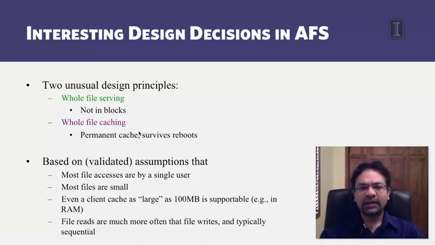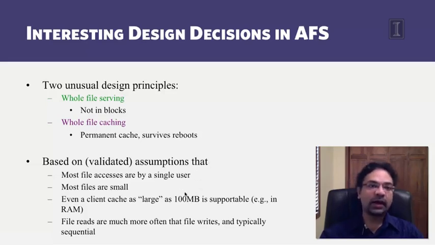Why is whole file serving a good alternative? Well, you might think that files that are very large, like gigabytes or terabytes, would involve a lot of overhead. But in fact, these design decisions are based on measurements on real file systems, which showed that most file accesses are by a single user, and most files tend to be small. This is the common case for most file accesses, and so AFS is catering to this common case. It's making these common cases really fast.